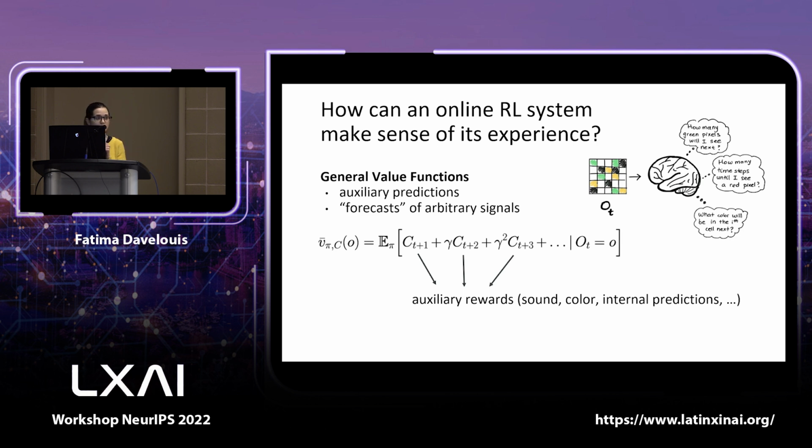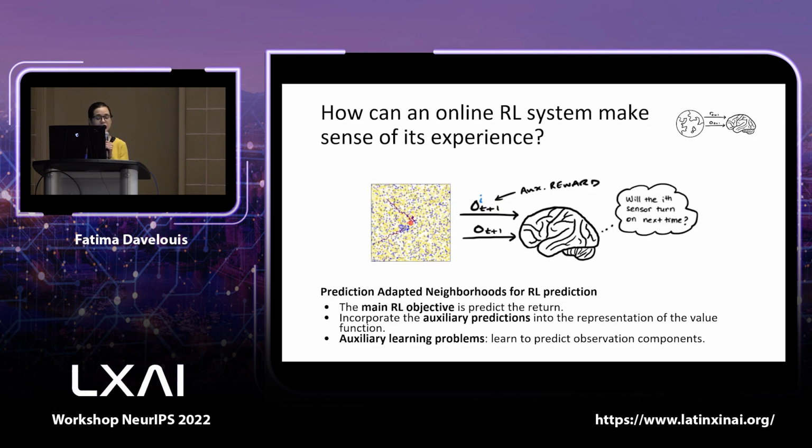General value functions are formalized as the expected sum of discounted auxiliary rewards. These can be sound, color, internal predictions, or other internal signals. And we define these as linear functions of the observation vectors.